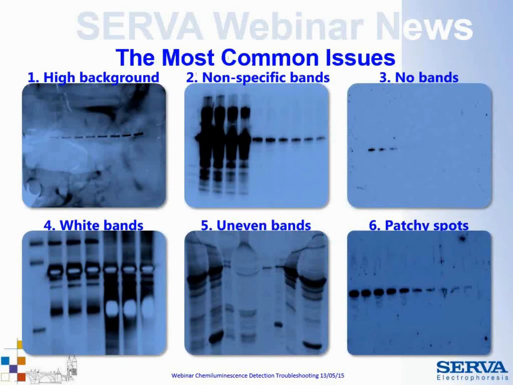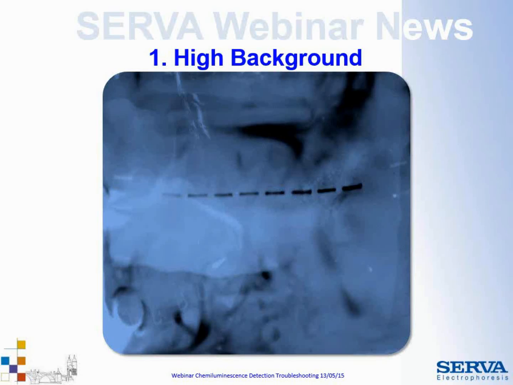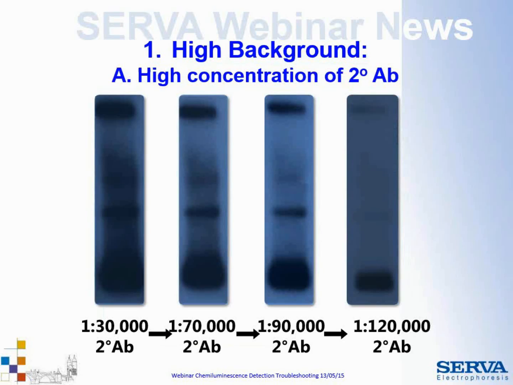So these are the most common issues when you try to detect Western blot signals using film and something went wrong. So you may have high background, non-specific or unspecific bands, no bands, white bands, uneven bands, or patchy spots all over the film or the membrane. So high background. What are the causes for high background? First of all, high concentration of the secondary antibody.